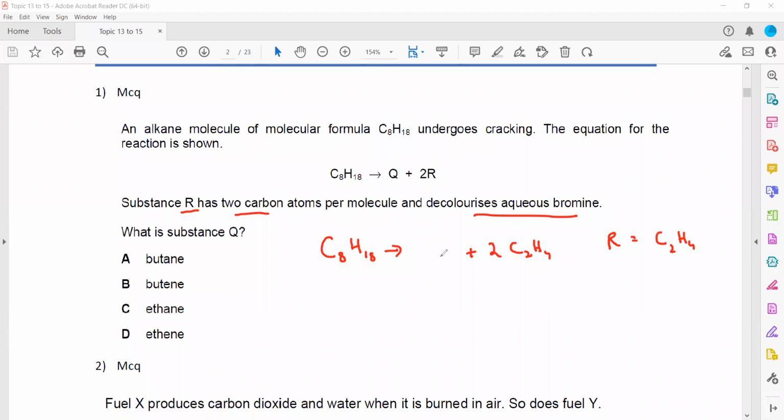So how many carbons will be there in this Q? Because we want to identify what substance Q is. There are 8 carbons on the reactant side, so there should be a total of 8 carbons in the product. So 2 multiplied by 2 is 4, so we should have 4 carbons here as well. And out of 18, 8 hydrogens are used here, so how many hydrogens will be there? 10. So C4H10. C4 means butane, because the number of hydrogens is twice plus 2, so it is C4H10. So what is substance Q? The substance Q is butane. So A is the right answer for this.